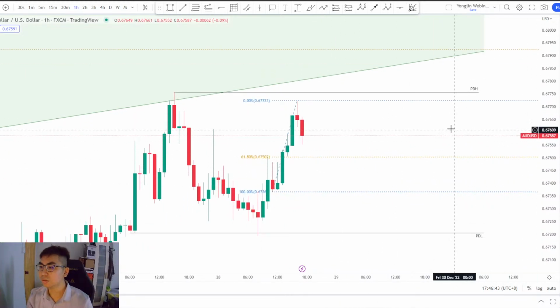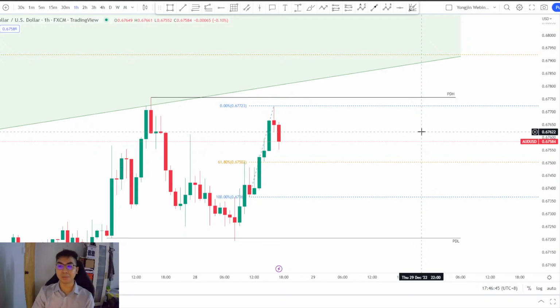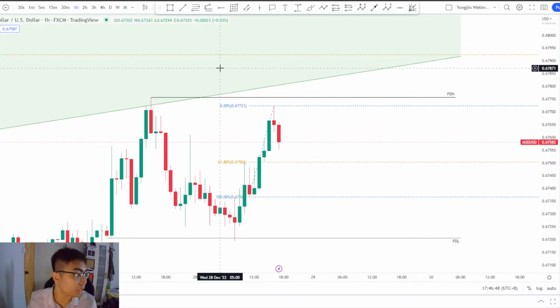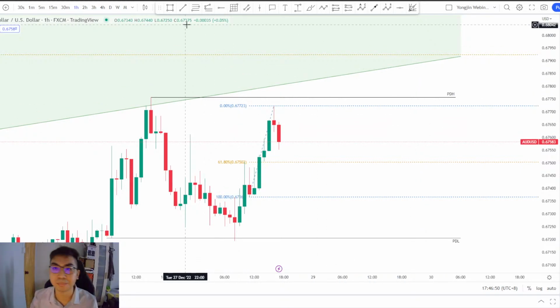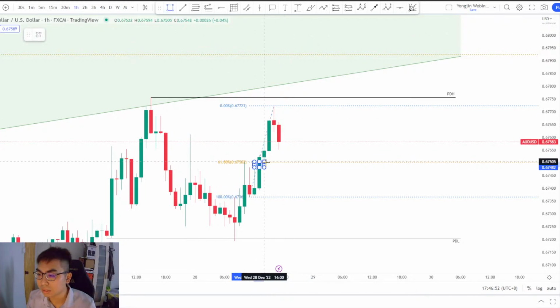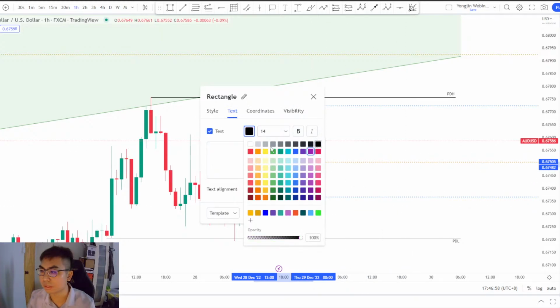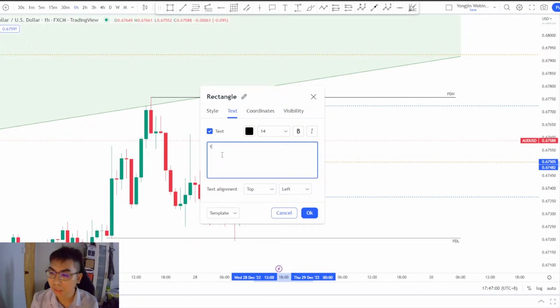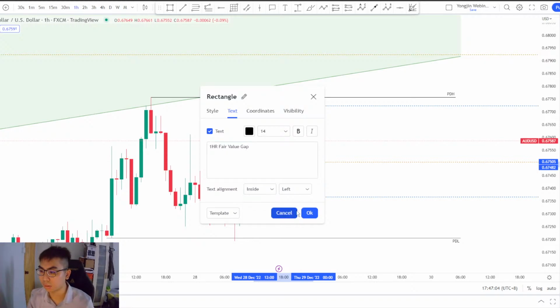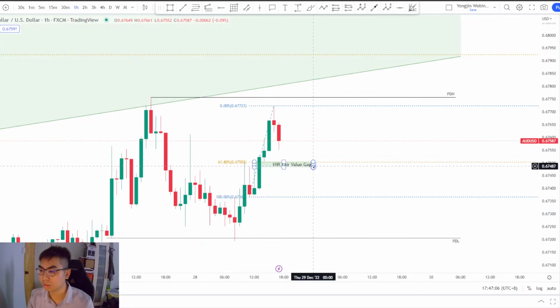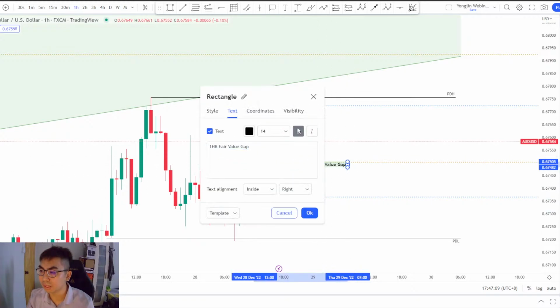61.8% area. So this area is looking pretty good because there's also a market imbalance, or a fair value gap, right there. I'll turn it green. So this is the 1 hour fair value gap. So yeah, that area is in place.